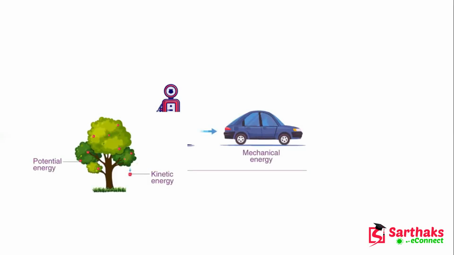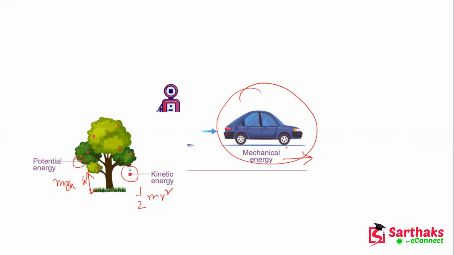Now here you can see that the apple at this height has potential energy. Whenever it falls, this mgh, where h is this distance, is converted to half mv square. Here the mechanical energy is converted.